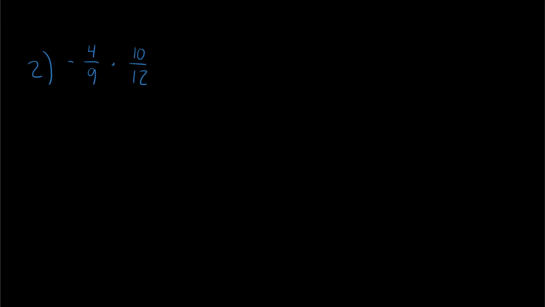Okay, our next problem is -4/9 times 10/12. This is the same thing. The only difference is we have a negative number here. So we have a -4 on the top times 10 gives us a -40. And 9 times 12 on the bottom is 108. And again, this will reduce, but for now I'm just going to leave it as it is.